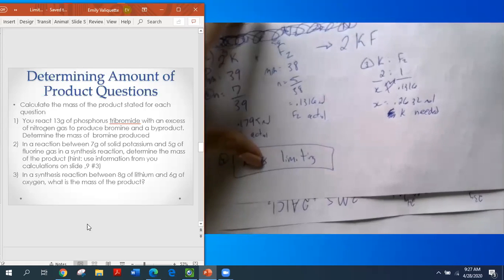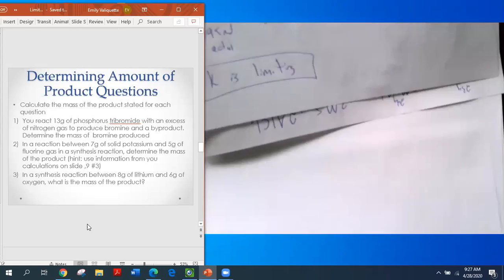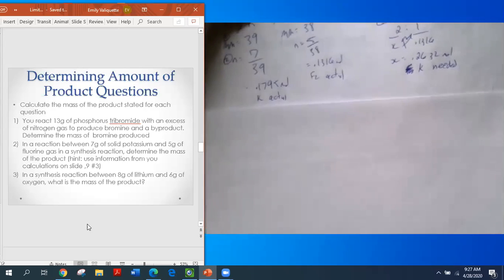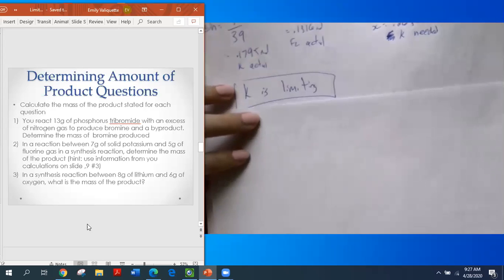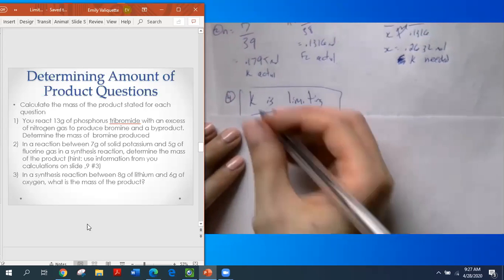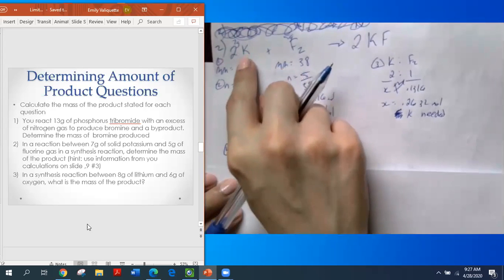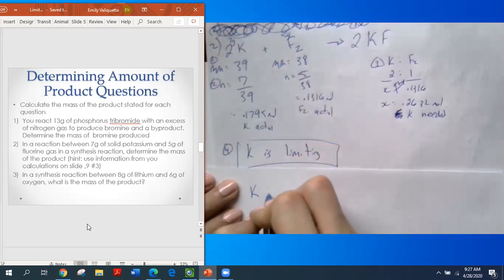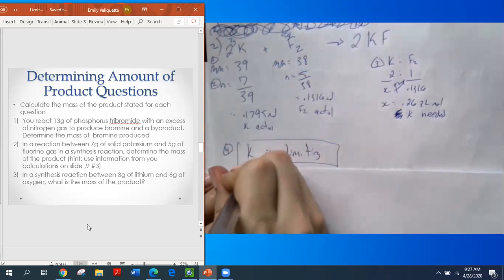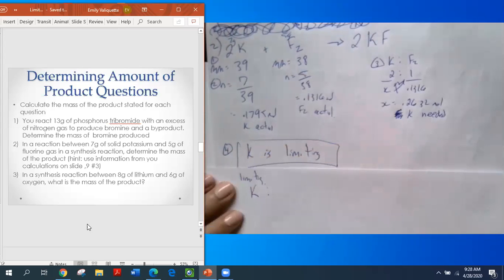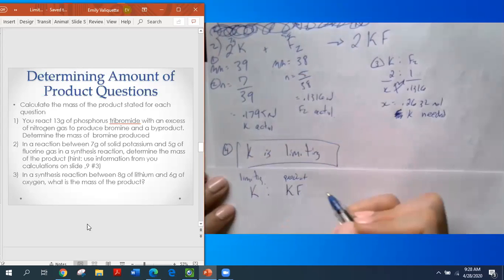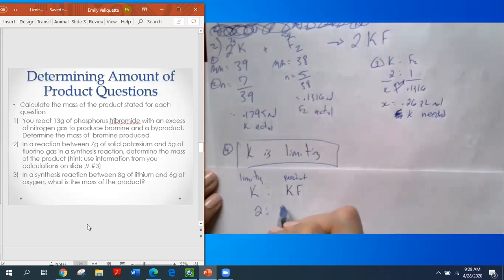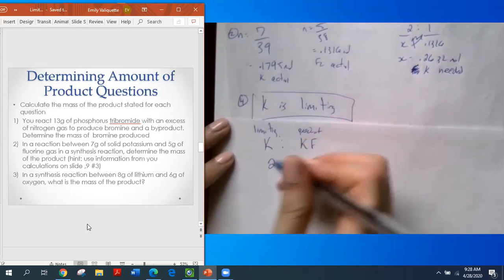So what I'm going to do now is set up my mole ratio between my potassium, because that is my limiting reagent, and my product, which is my potassium fluoride. This is a 2-to-2 ratio, which you could simplify to a 1-to-1 ratio if you wanted.